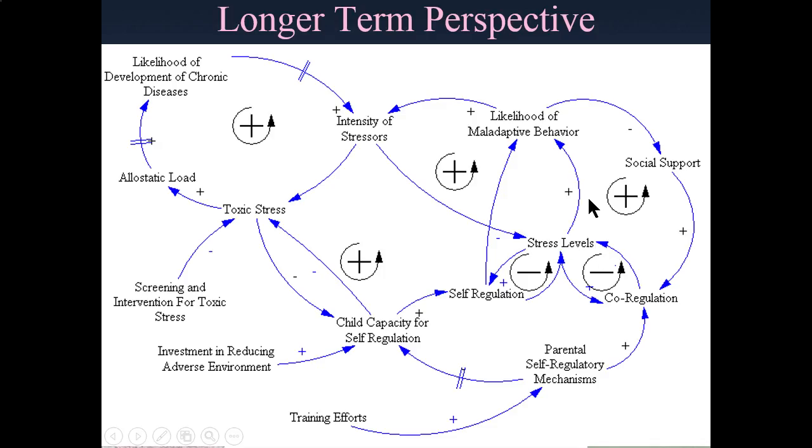And you can get these kind of reciprocal, almost vicious cycles sometimes. And then there are regulatory cycles involving stress levels and self-regulation. On the part of a child, it might be sucking their thumb. On the part of a parent, there may be strategies for co-regulation of a child's stress that a parent learns, that can quiet down a child and can help deal with it. And that can help prevent vicious cycles involving toxic stress and chronic diseases and intensity of stressors.